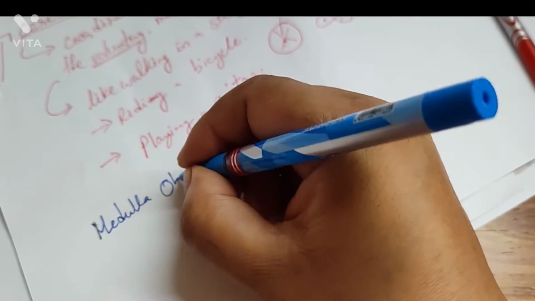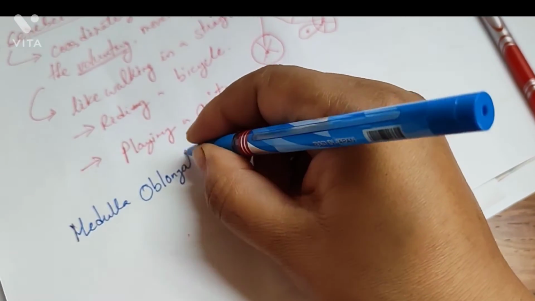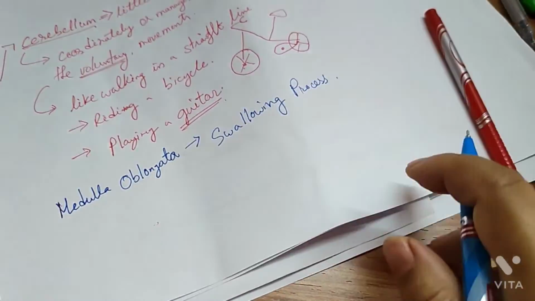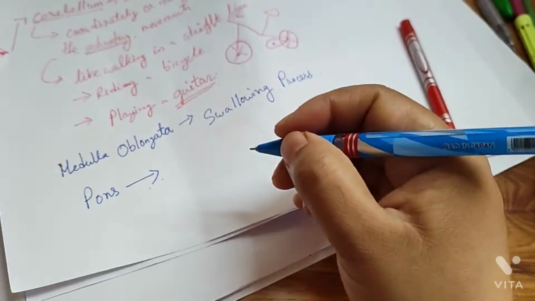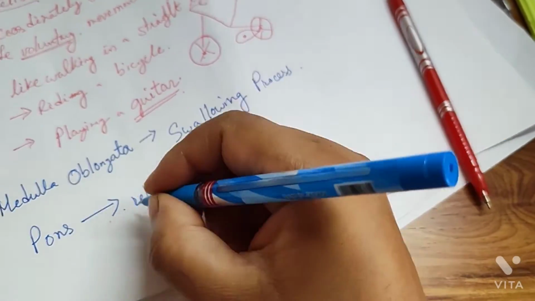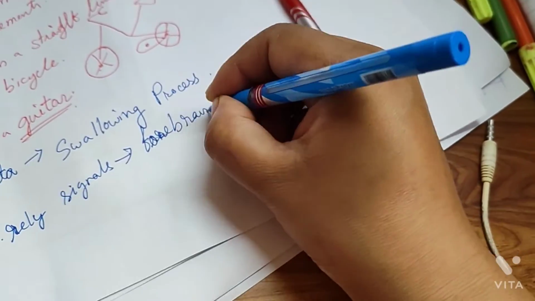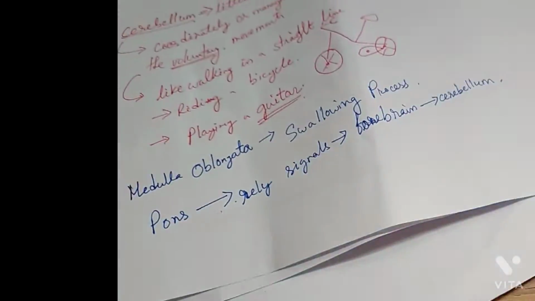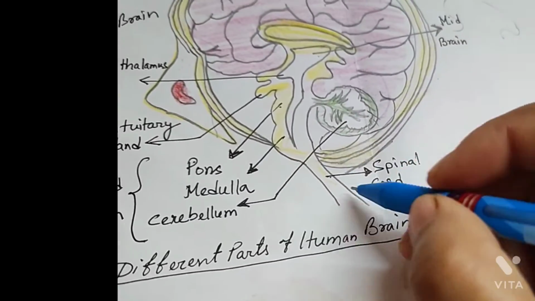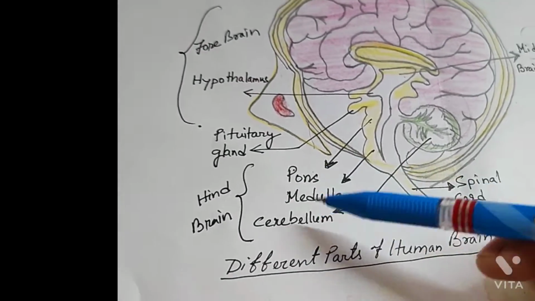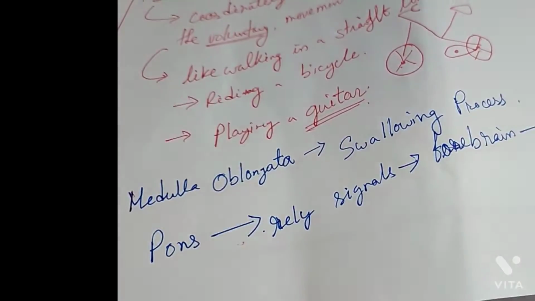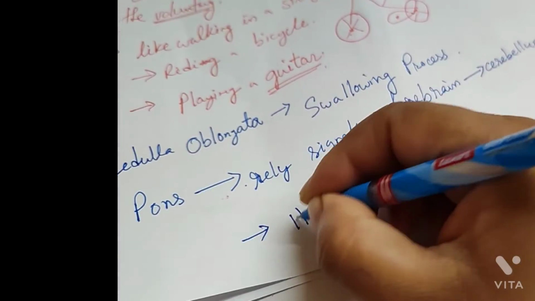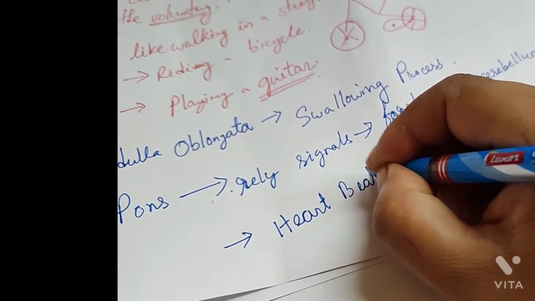Then the medulla oblongata is mainly involved in helping us in the swallowing process. The pons region mainly relays the signals from the forebrain to the cerebellum. Then there is the portion of the brain stem just above the spinal cord, which controls the heartbeat and the breathing of our body.